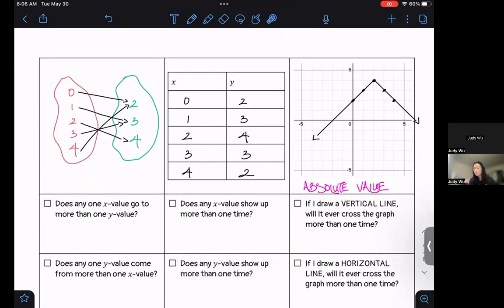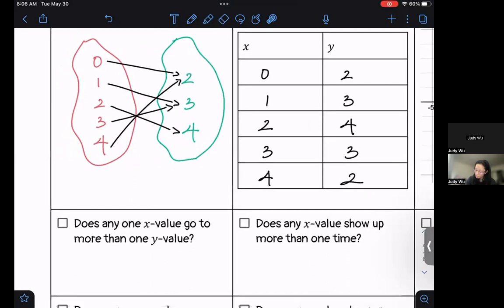Okay. So let's determine in this picture and table and graph, do we have a function or not? We're going to ask ourselves in 3 different ways. Does any one x value go to more than one y value? Well, every x value only has one arrow going from it, right? So 0 goes to 2, 1 goes to 3, 2 goes to 4. Those don't go anywhere else. And then 3 goes to 3, 4 goes to 2. So no, x values do not go to more than one y value.